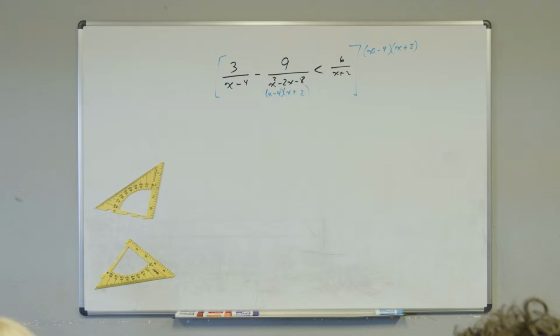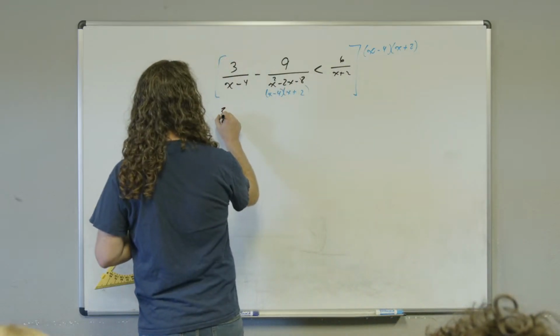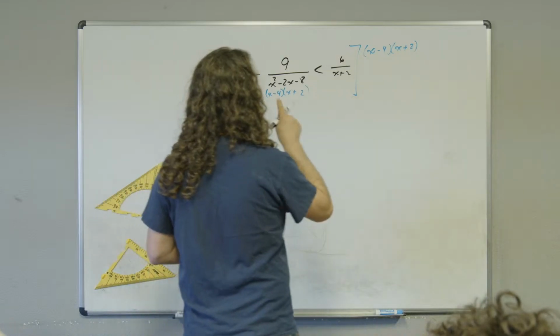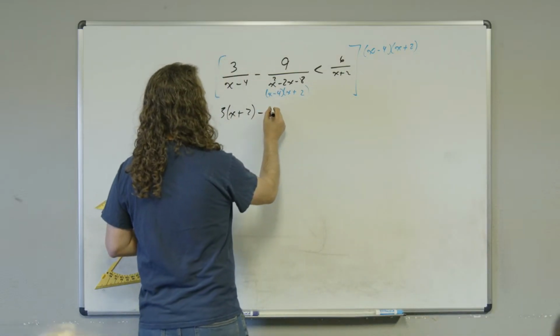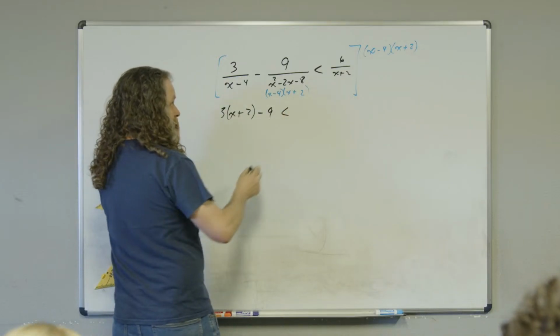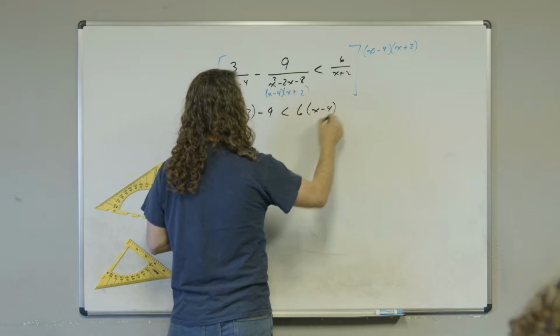All right. So the 3, we only have to multiply x plus 2 on it. Minus 9, because we're multiplying nothing on it. And 6, we're multiplying it times x minus 4, right? Easy money.